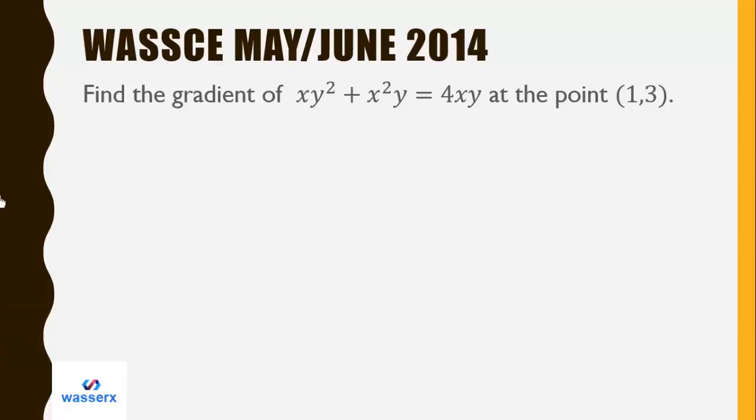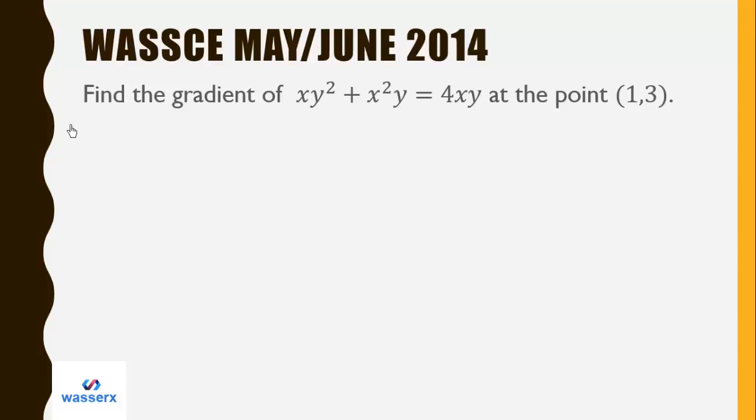So we have this over here. We are supposed to find the gradient of xy squared plus x squared y equals 4xy at the point (1, 3). So we know that the gradient is given by dy/dx. This is a product, this is another product, and we can use implicit differentiation over here, differentiating term by term.